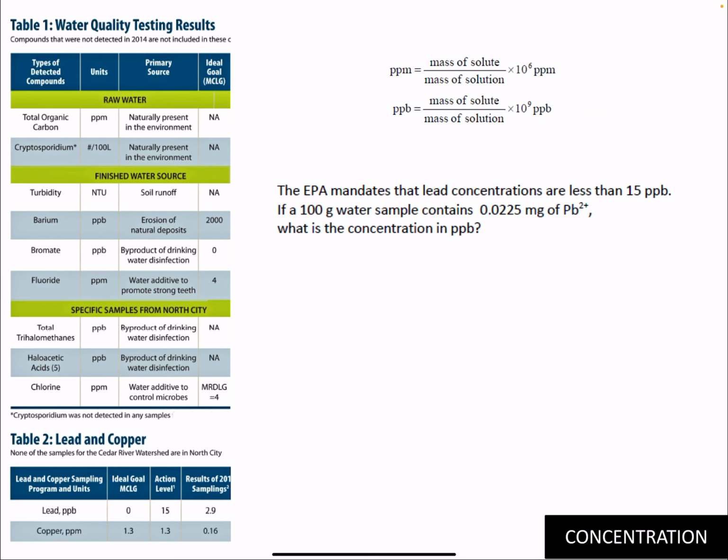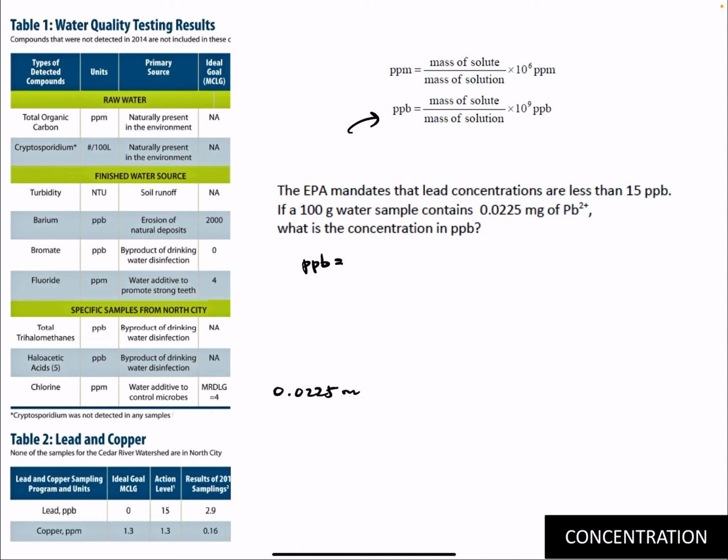The EPA mandates lead concentration less than 15 parts per billion. If 100 grams of water sample contains 0.0225 mg of lead, what is the concentration in ppb? We could turn it into micrograms per liter. We want to know the ppb. ppb equals the mass of the solute, and that would have to be in grams. So we're going to have to do some conversions anyway.